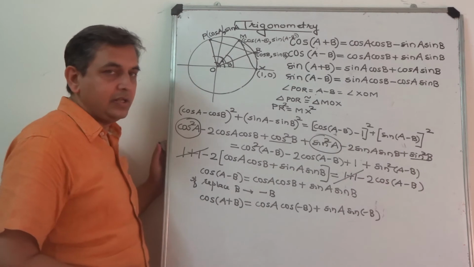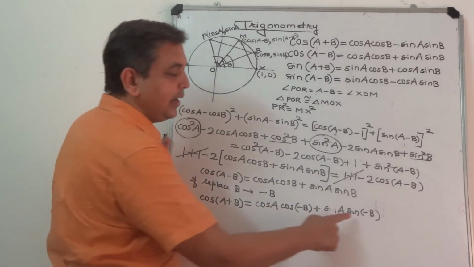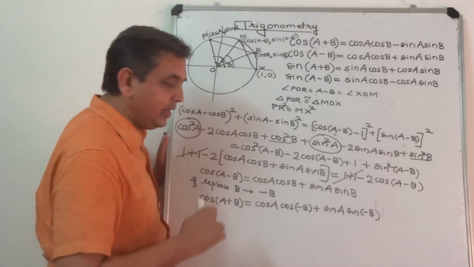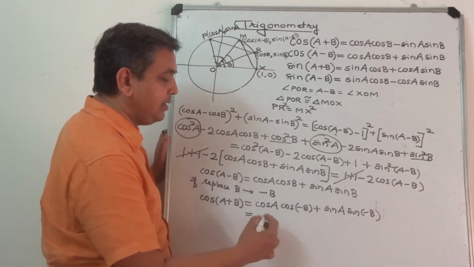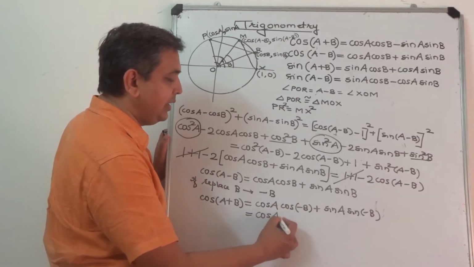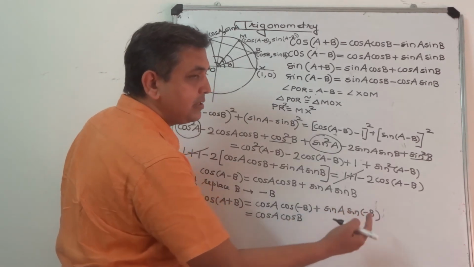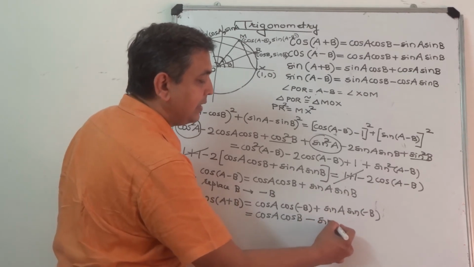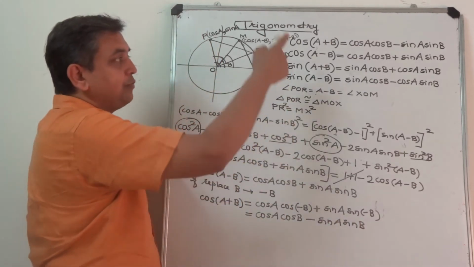Now we have seen the results. Cos of minus B is same as cos B, and sin of minus B is minus of sin B, that we have done in 10th standard. We are using that here. Cos of minus B is cos B, so we get cos A cos B, and sin of minus B is minus of sin B, that minus is taken outside, minus sin A sin B. So this is our first result.